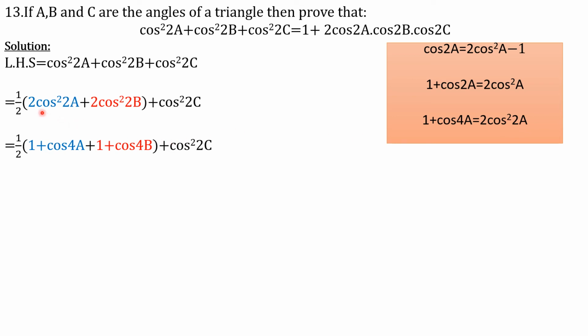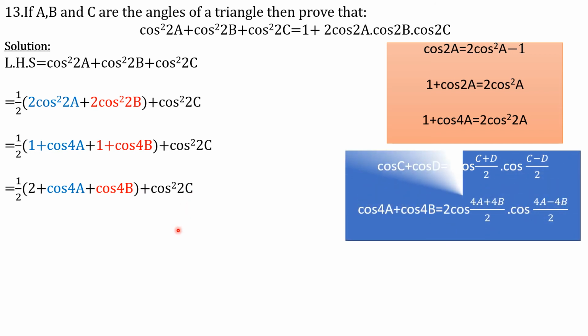So 2 cos square 2A is 1 plus cos 4A. Similarly, 2 cos square 2B is 1 plus cos 4B. Then 1 plus 1 is 2. Remaining terms are copied as it is. Again, we have a formula for cos C plus cos D as 2 cos C plus D over 2 into cos C minus D over 2.